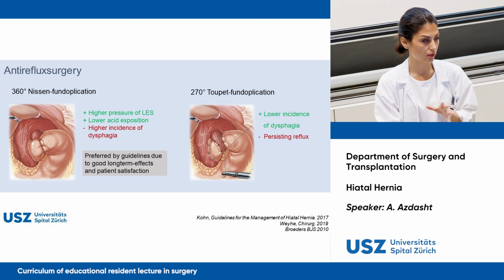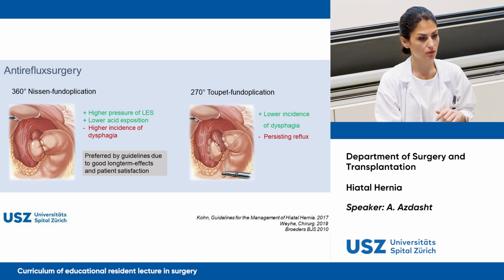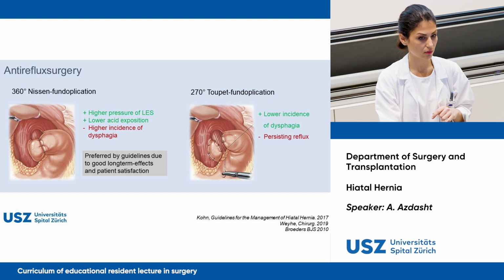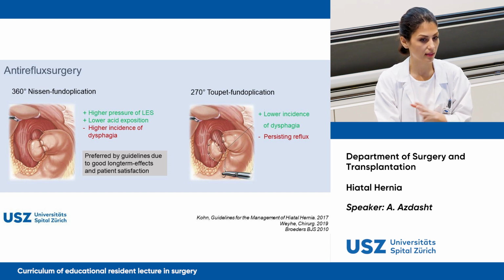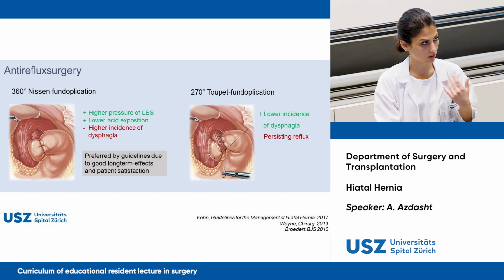Why? There's also the possibility to do a Toupet fundoplication. It is only 270 degrees. So here we have a lower incidence of dysphagia compared to Nissen in the first years. But the problem is that we have a persisting reflux, or it can lead to persisting reflux. And you can imagine that the patients come with this symptom and they really suffer from that. So actually the guidelines prefer the Nissen fundoplication due to better long-term effects and patient satisfaction.